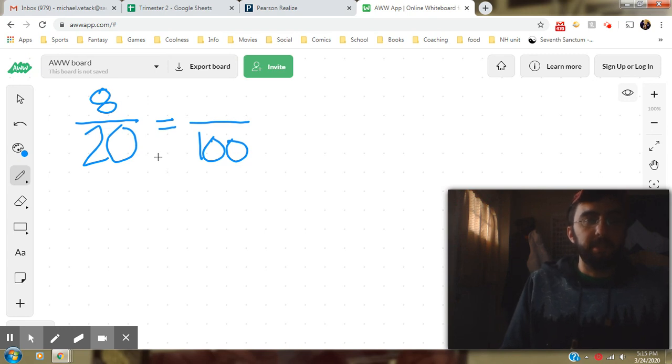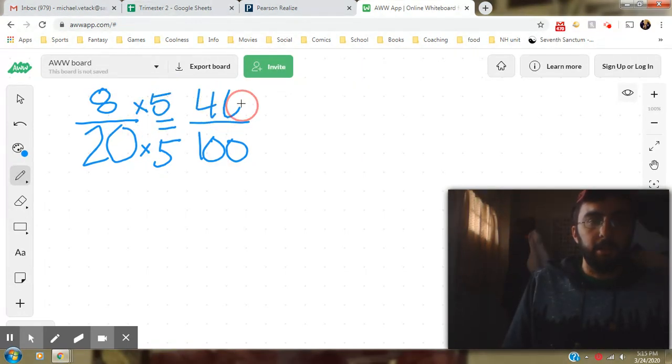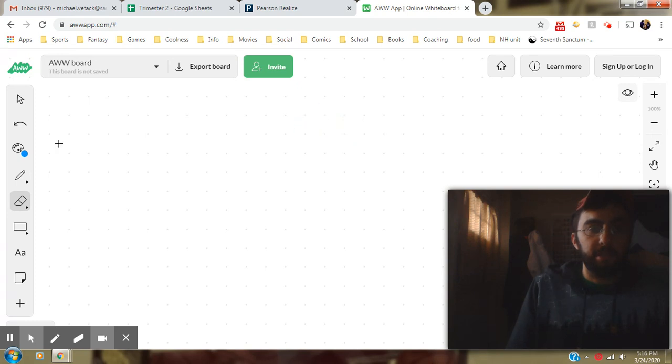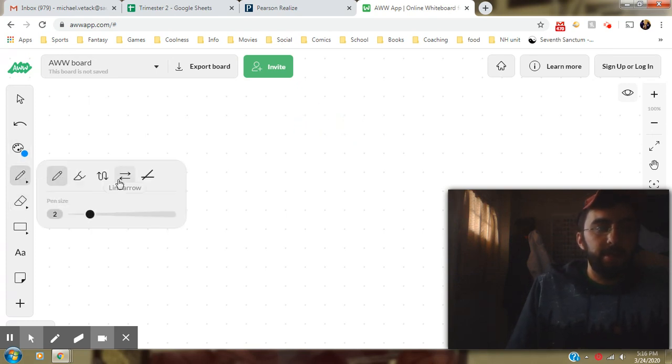And this is the part we've done a million times. So these skills come in handy over and over again. So I just think, how did I go from 20 to 100 using multiplication or division? Well, I multiply it by 5. So now I do the same to the top, and I get 40. So now I can write 40%. All right. So numbers that work well with 100, this is nice and easy. It should be pretty quick. You just have to remember to do the same thing. Don't just change to 100 and think it's 8 over 100.